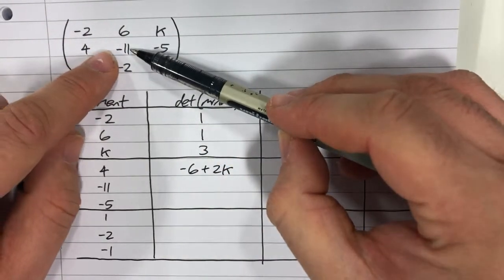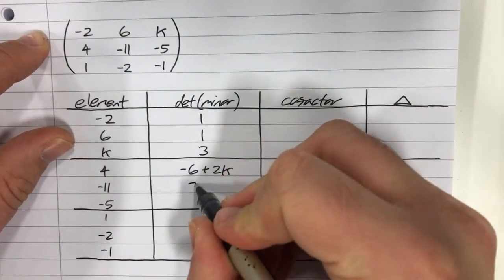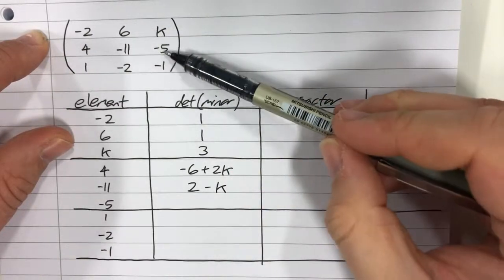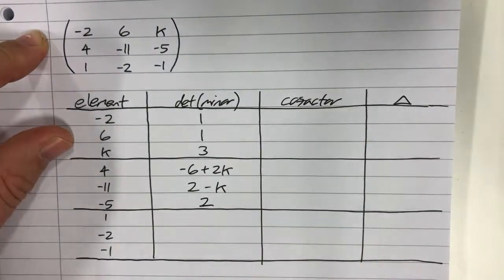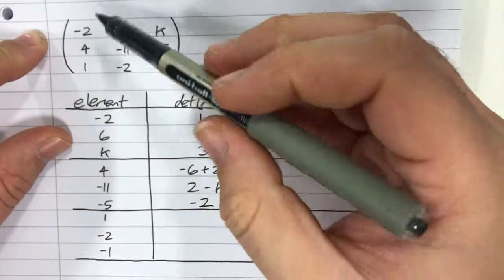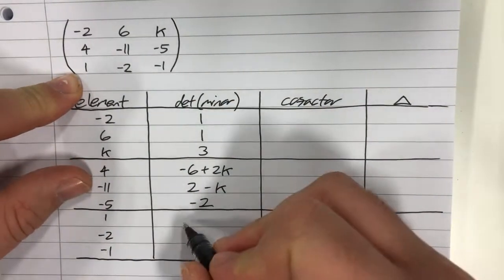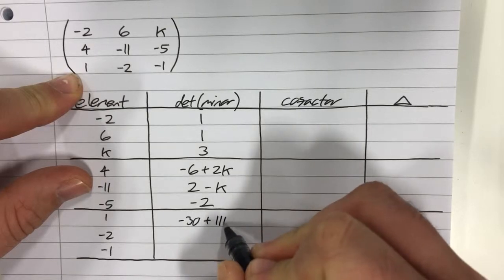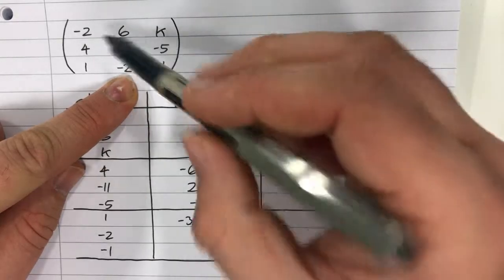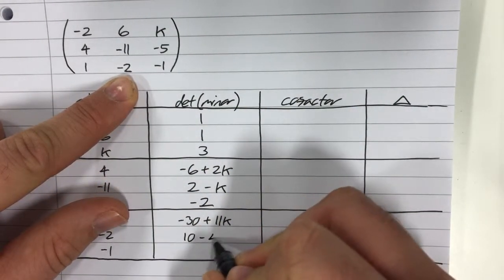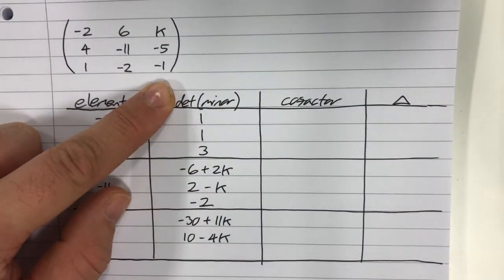The 11, I'm going to get 2 minus k. And then the minus 5, I'm going to get a 4 minus 6, is minus 2. And the bottom row, I'm going to get minus 30 plus 11k. Minus 10, positive 10 minus 4k. And there's one down here, I'm going to get 22 subtract 24.